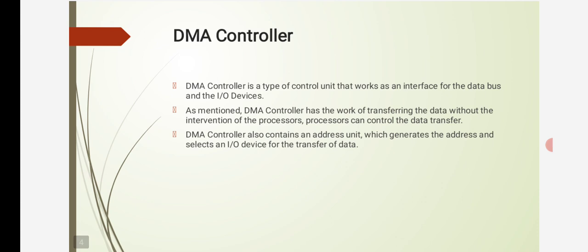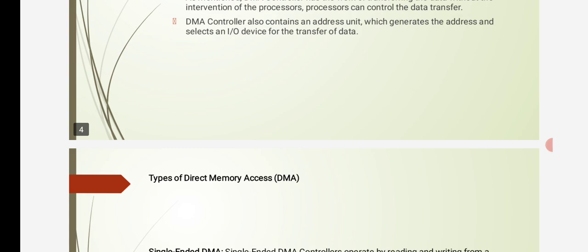The DMA controller is a type of control unit that works as an interface for the data bus and the I/O devices. As mentioned, the DMA controller has the work of transferring the data without the intervention of the processor. The processor can control the data transfer. The DMA controller also contains an address unit which generates the address and selects I/O devices for the transfer of data.